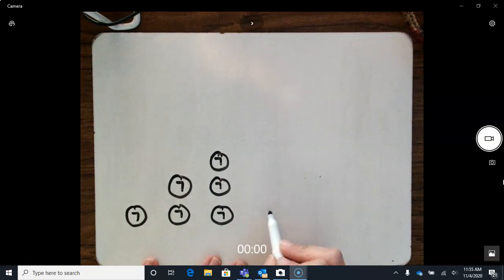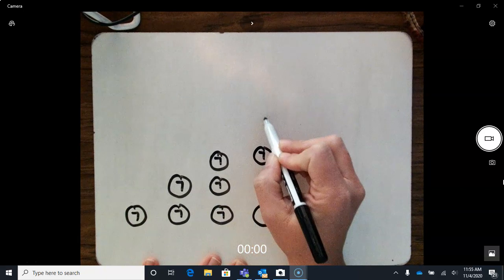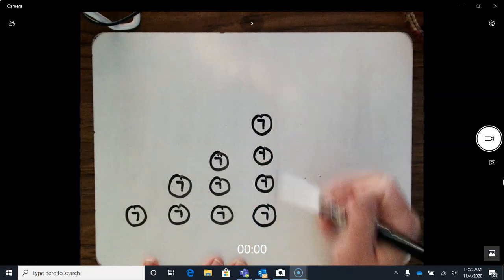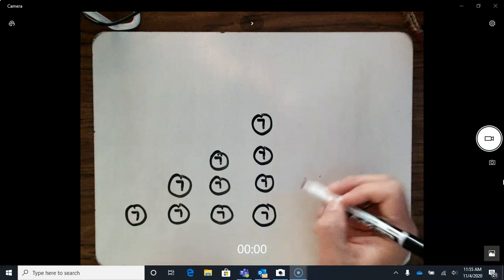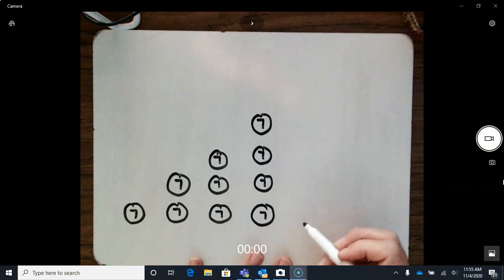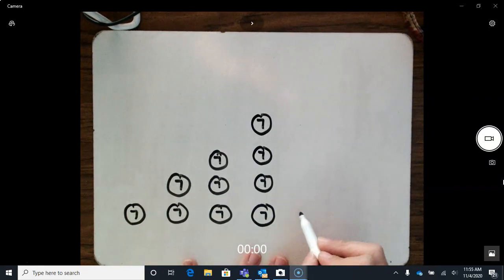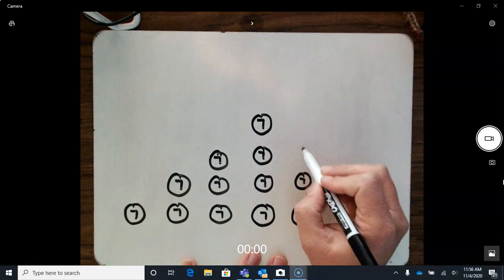Let's keep going. The next one, I'm going to do 4 units of 7. Do that on your board. 4 circles up, put 7 in each circle. Now I have 4 units of 7, which is 4 7s. And then I'm going to do another one. You got it. We're going to put 5 in this one. So we're going to do 5 units of 7.